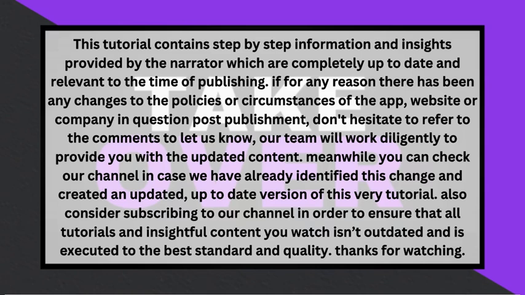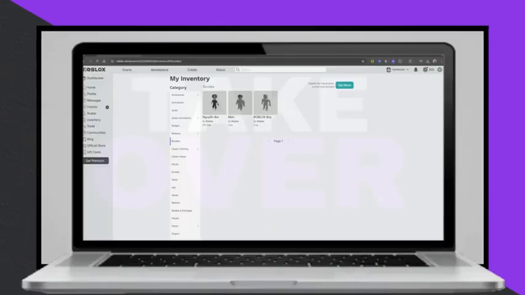After redeeming a code, you can view the resulting item in your inventory under the relevant category, such as bundles. If you encounter any issues, refer to the FAQs or seek assistance.